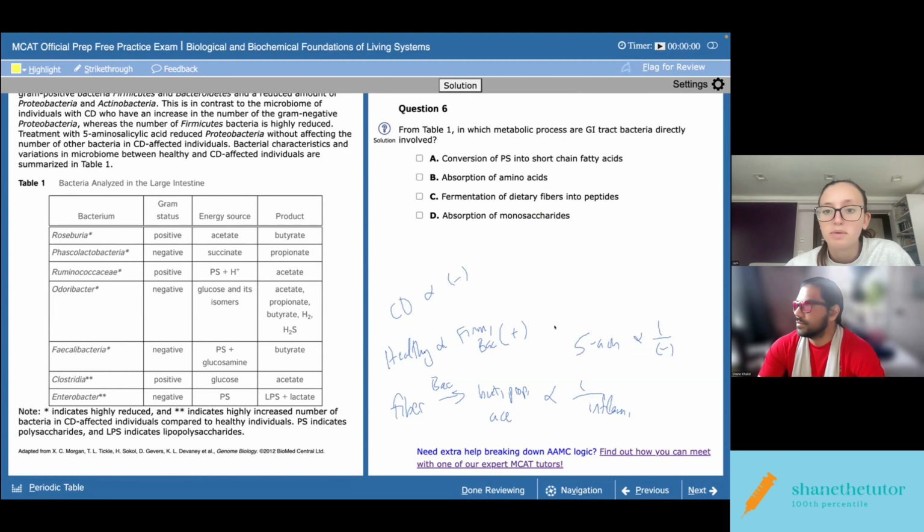In which metabolic processes are the GI tract bacteria directly involved? Honestly, I don't remember what I picked for this one. It's okay. It's better to forget, to be honest, because you got a sort of a fair shot at it.